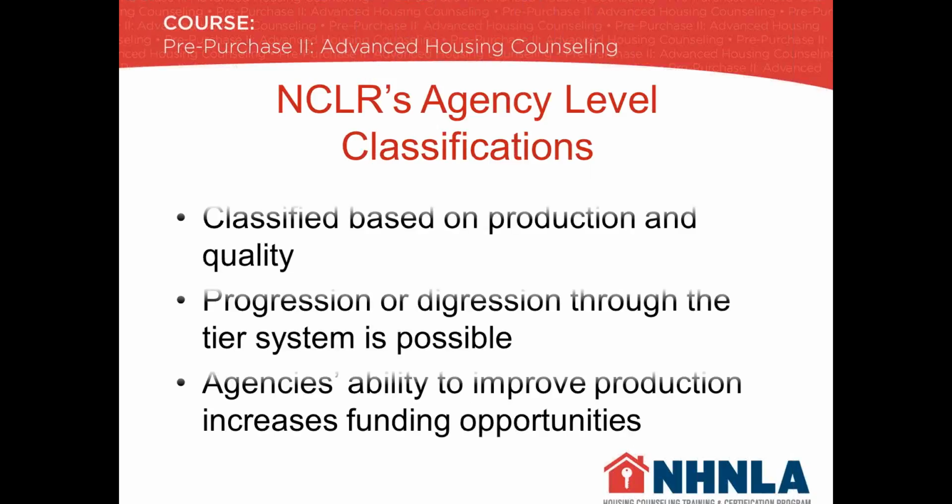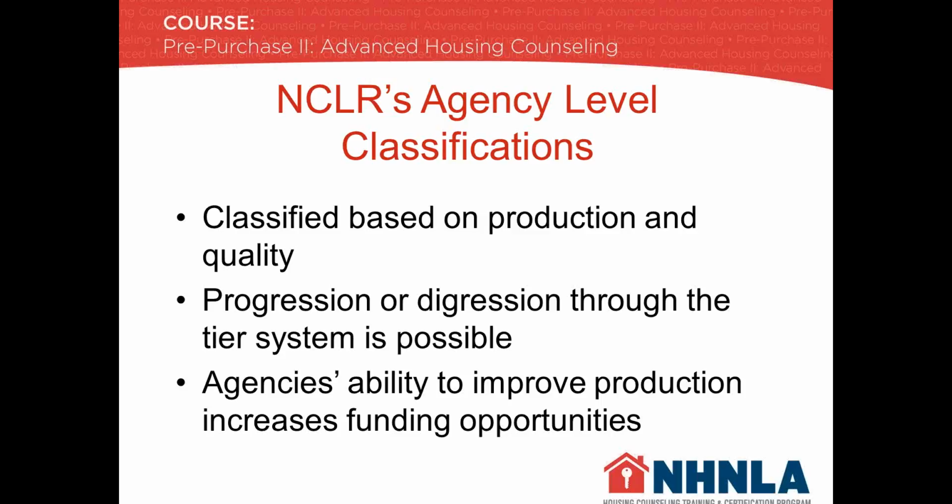NCLR developed a way to assign different levels or classifications to agencies depending on their production and their quality. So we'll take a look at that and talk about the different classifications. Regardless of where you start, you can either go up or down in the classification. Typically we would see someone go from a level 1 to a level 2 to a level 3, but it's always possible that someone could slide back from a 3, say, to a 2.